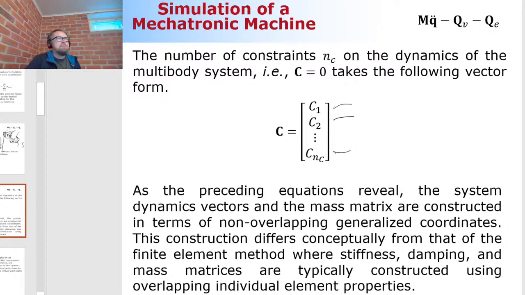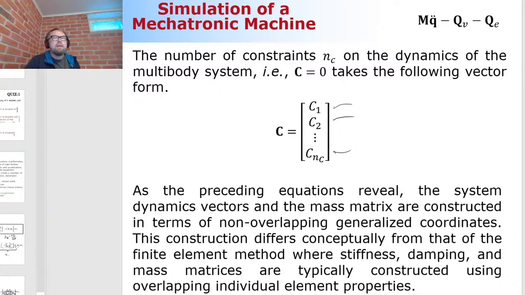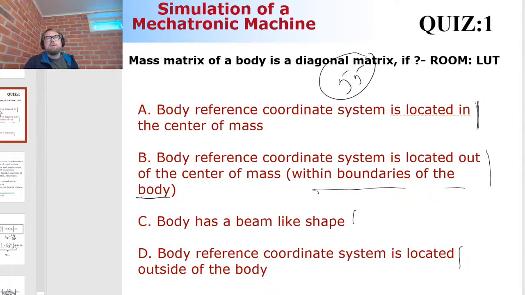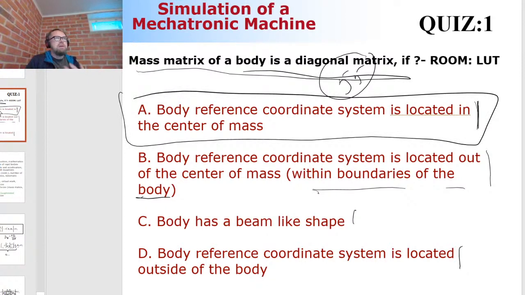So I want to back up a little bit. The first thing that I would like to explain to you is this one. The mass matrix of the body is a diagonal matrix if the body reference coordinate system is located at the center of mass. That simplifies the expression of inertia. It clearly simplifies that, because then these off-diagonal components will be equal to 0. And if that is the case, then the quadratic velocity vector will be equal to 0.